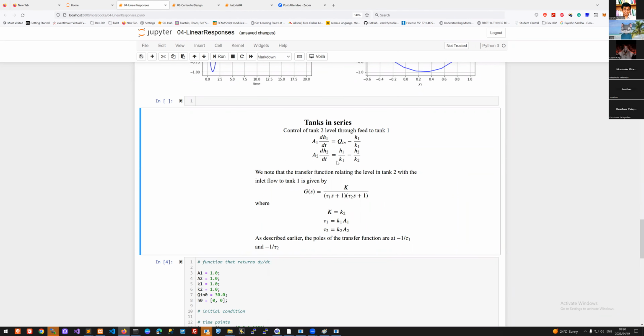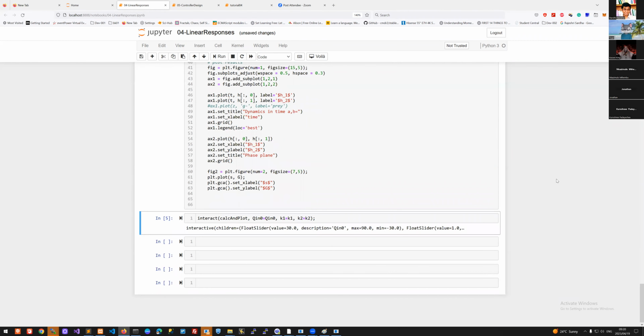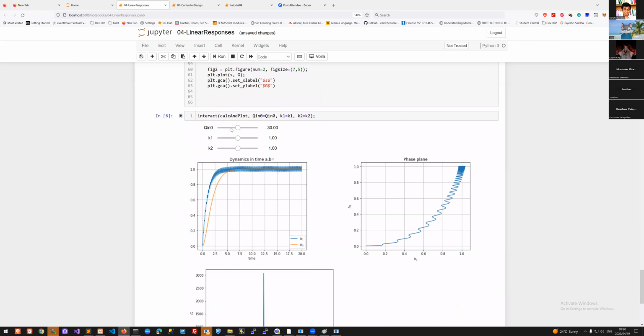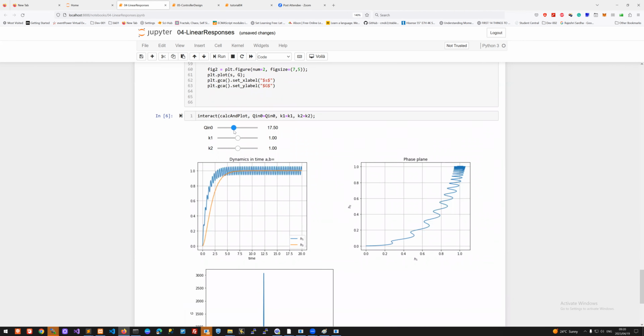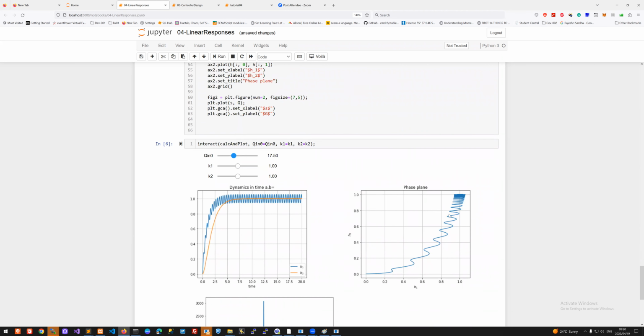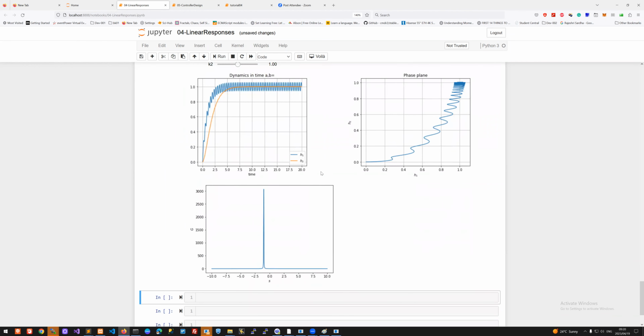So this is a second order case, tanks in series. This is our transfer function. If we run this one, here you can see that oscillation. Here we can change our inlet flow rate and then our control constants. K1 and K2 just relate to the extent of the space-time. But you can see that oscillation. You do get an oscillation. In this case, it's stable. So the same features that we are looking for.